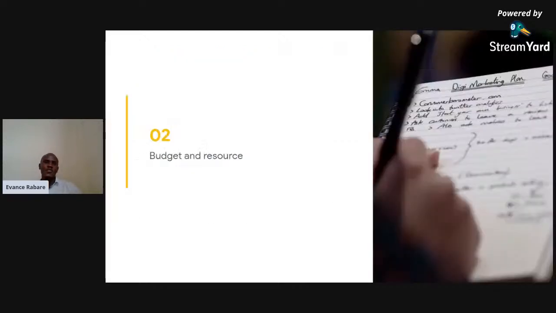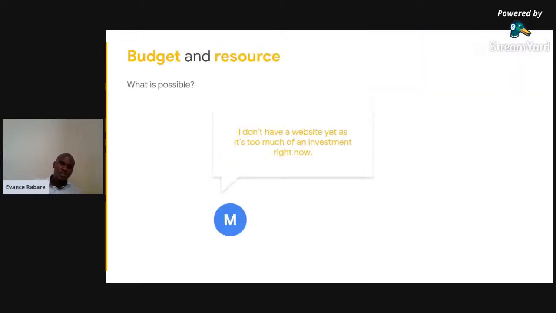Now let us look at budget and resource. So this is where you need to do budgeting. So let's use money for example. So what is possible? Give yourself an honest statement about what your challenges are. So let's read what Monday has as a challenge. I don't have a website. Yes, it's too much of an investment right now. So Monday would love to have a website, but is not capable of having a website right now.